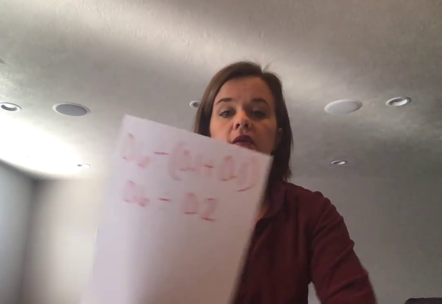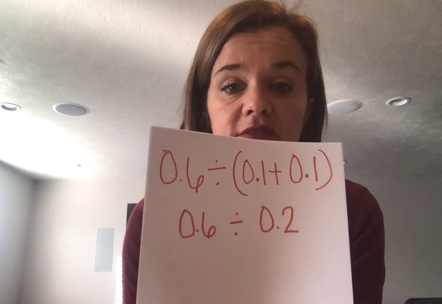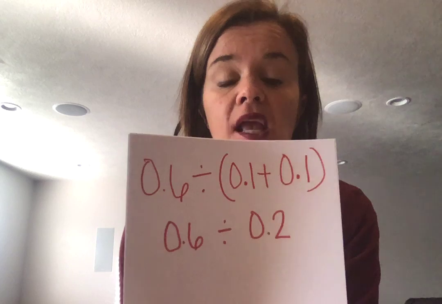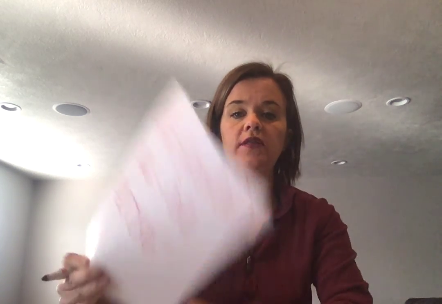So here we go. Now I have 0.2 and I have 0.6. Okay, now I do multiplication or division. Do I have multiplication or division? I do. That is what I have, right? So this is what it looks like. I have 0.6 divided by 0.2.